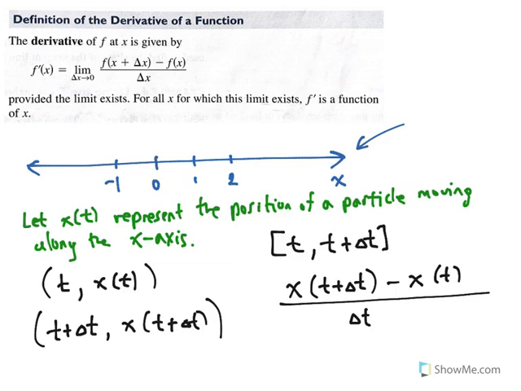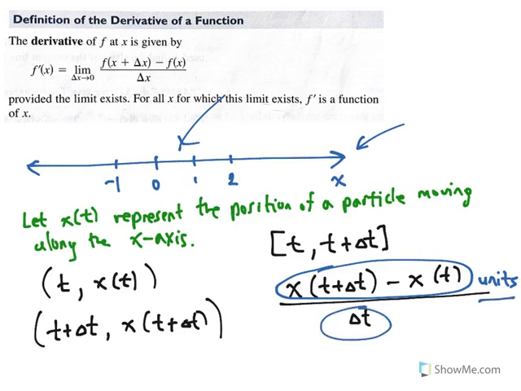This is what we call a difference quotient, and this would give you the change in position, which would be measured in units or perhaps feet if the units on the x-axis are measured in feet, or centimeters, etc., divided by the change in time. Perhaps time is measured in seconds. So it could be units per second or feet per second, centimeters per second, etc. But this difference quotient gives you an average velocity on the time interval from t to t plus delta t.